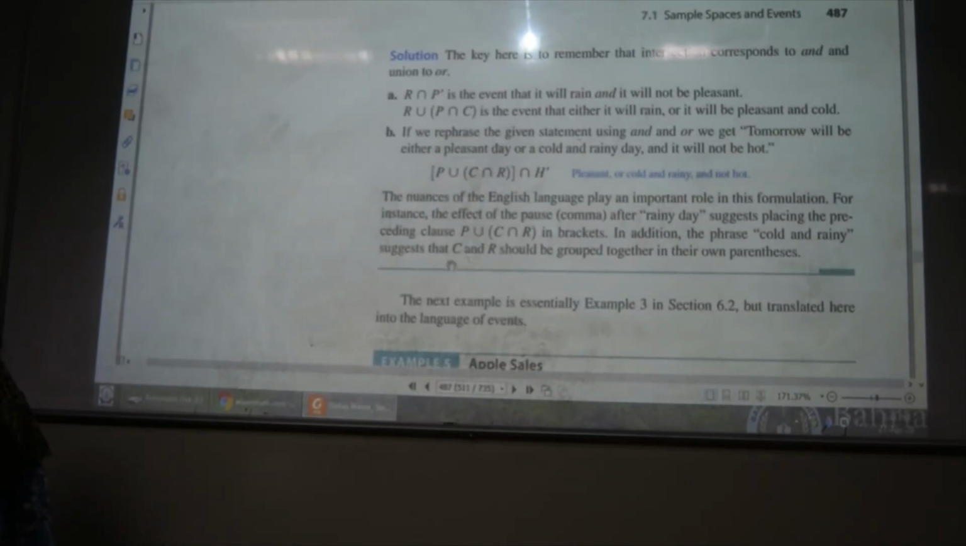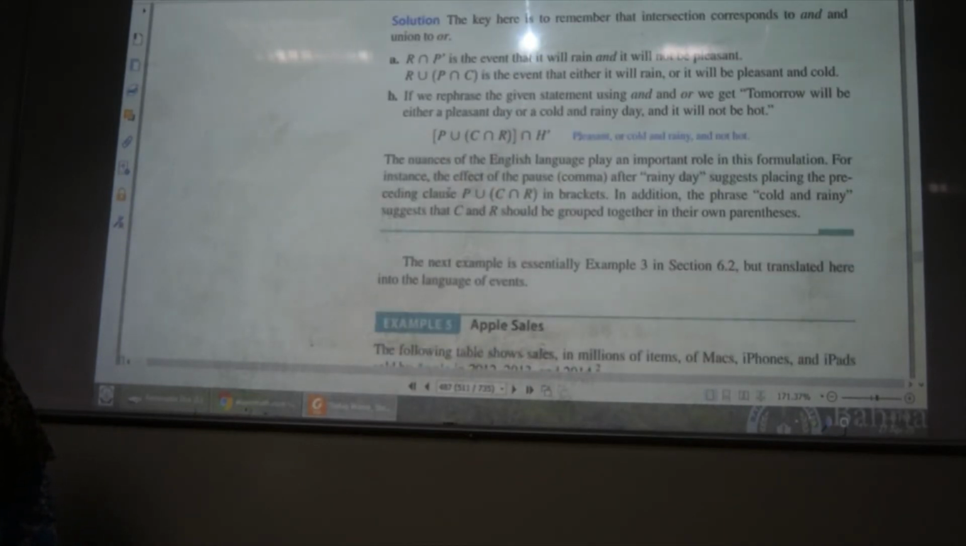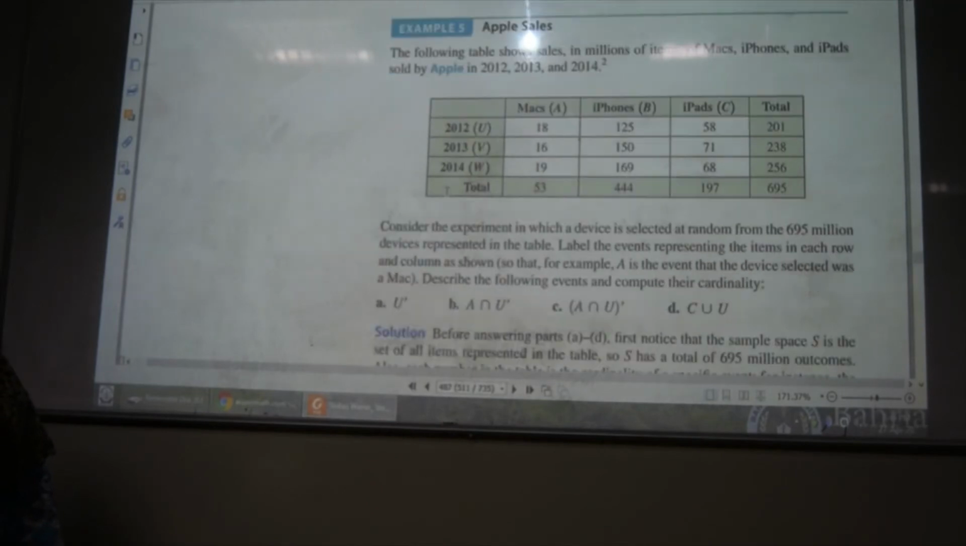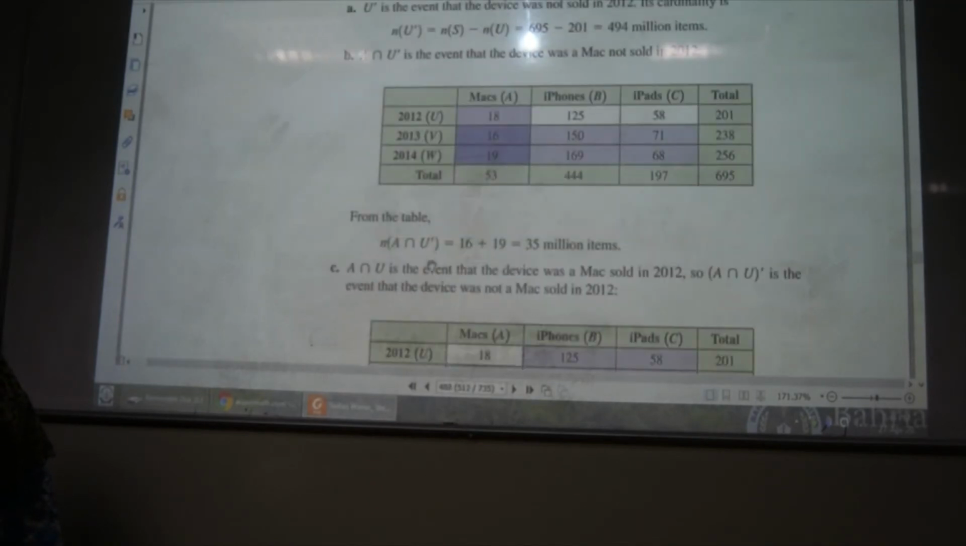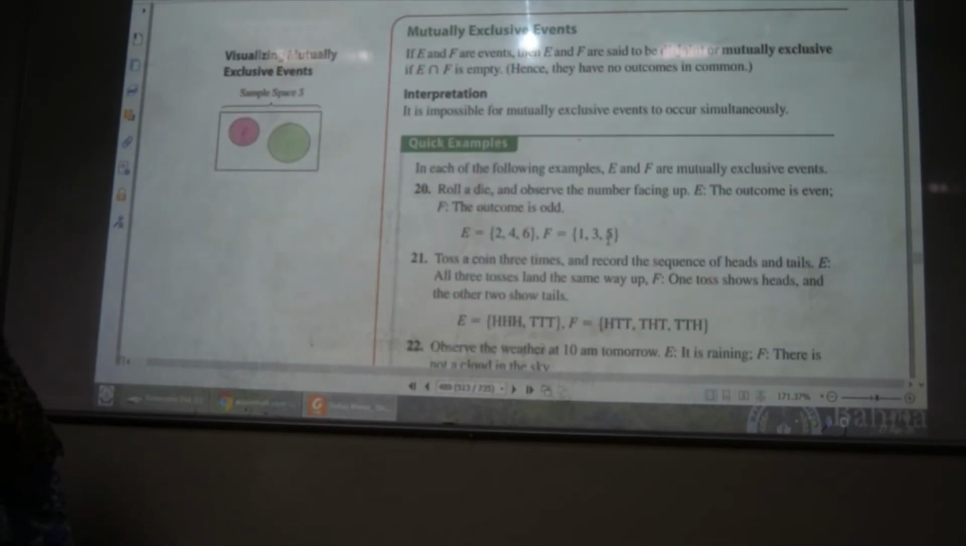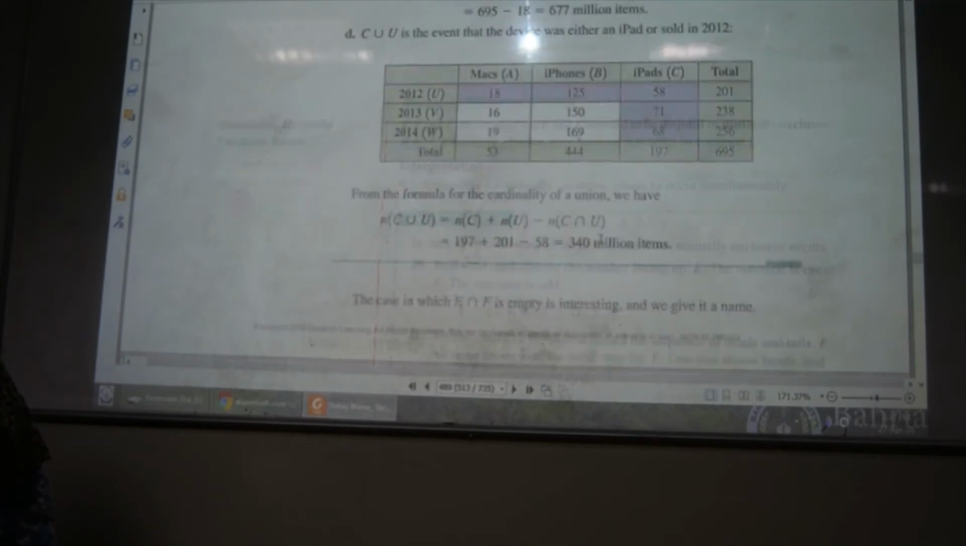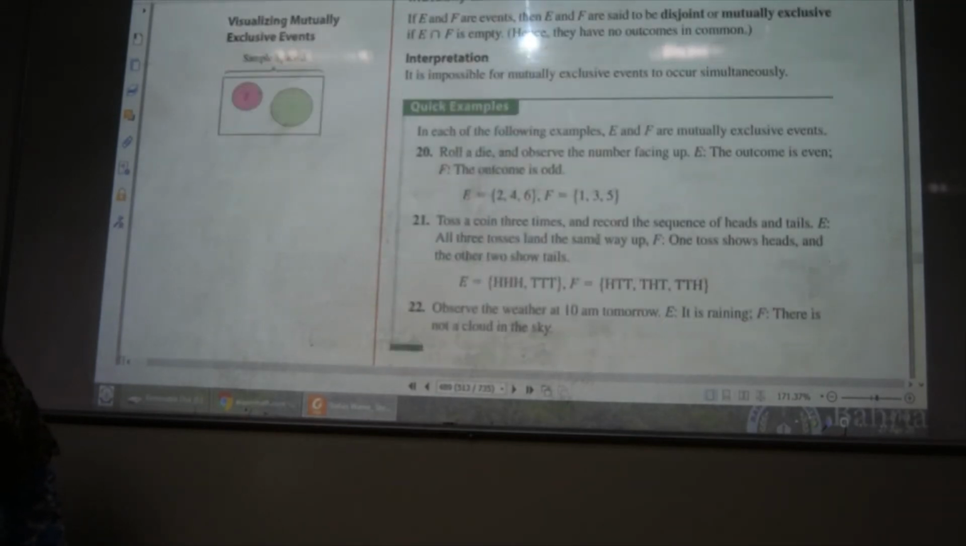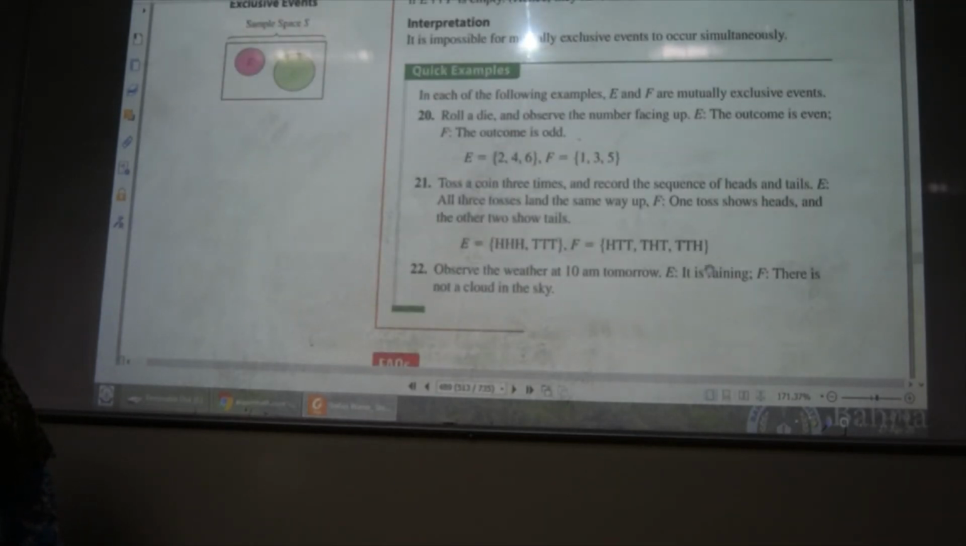So now let's just look at this. Rain will be pleasant and cold, and it will be raining and it will not be pleasant. This is how you explain it, and then you can also have it in symbols like I told you. We have many examples. Just look at this section. I've given you the answer for 3 possibilities when you roll a die 3 times.